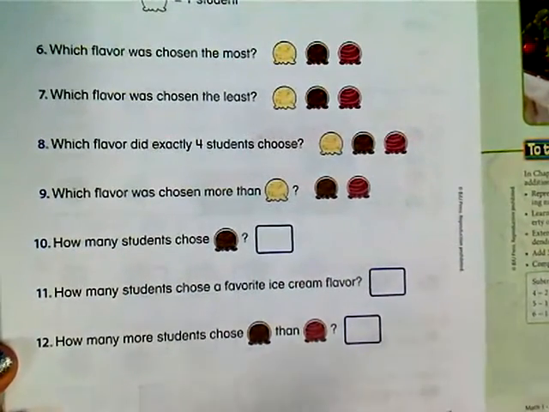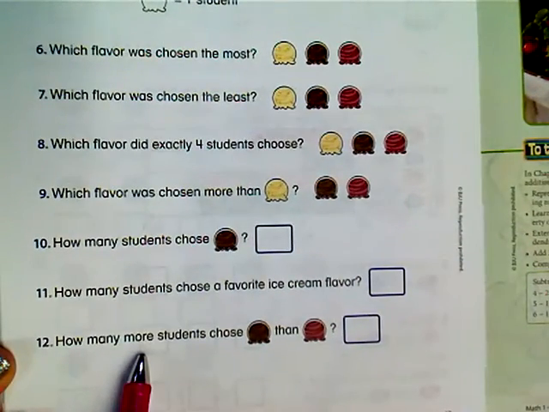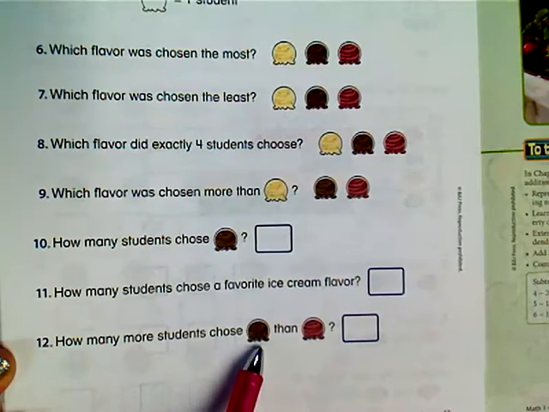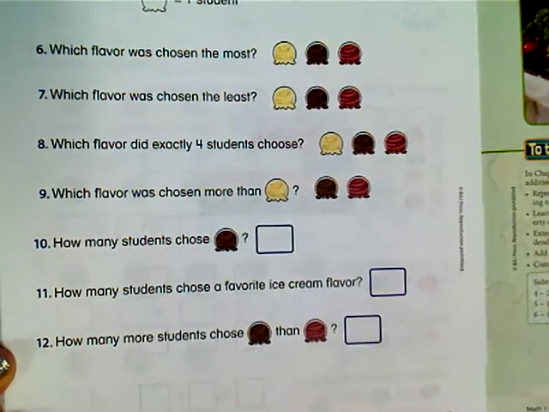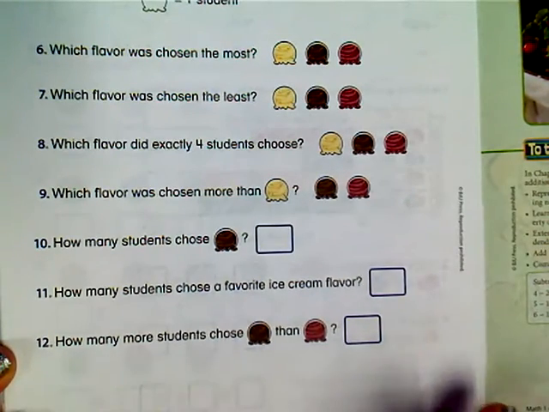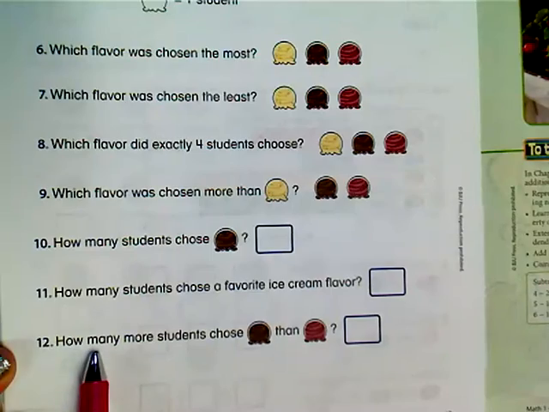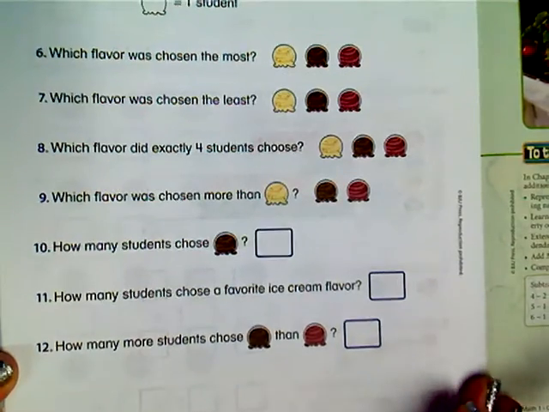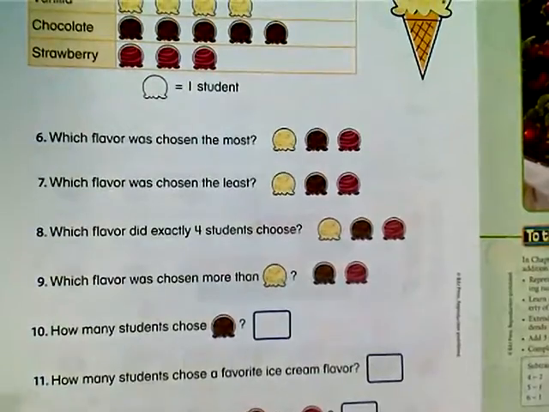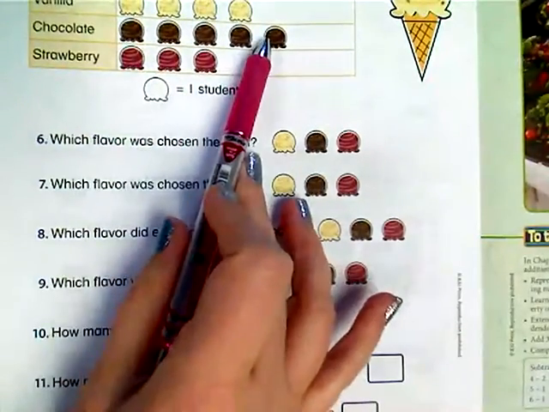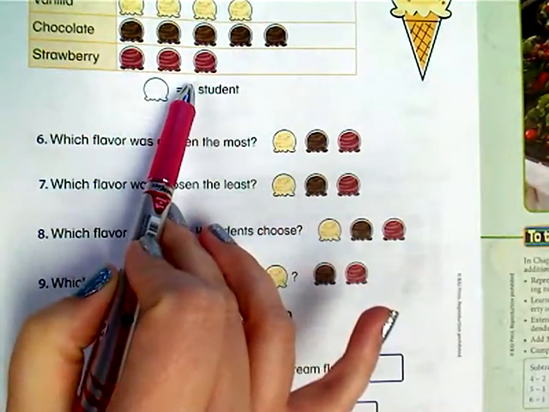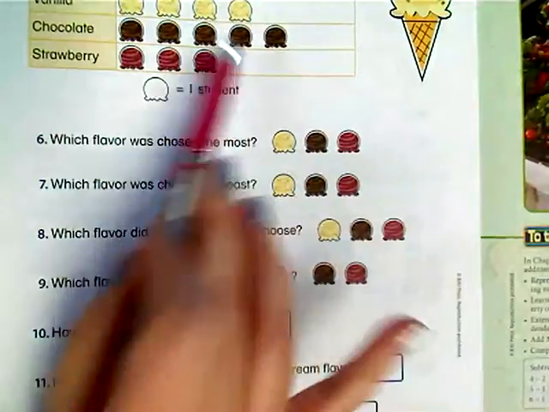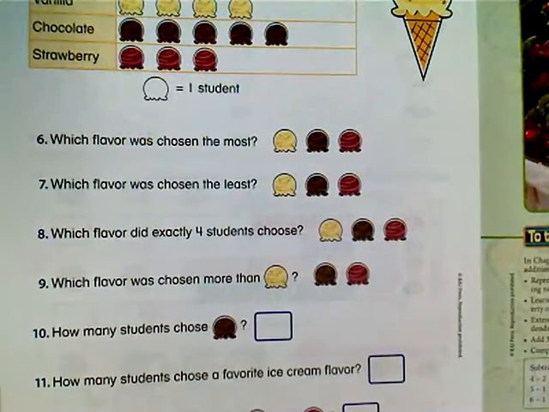And our very last question, how many more students chose chocolate than strawberry? So here we are comparing. We're looking at how many more. That tells us to compare. That tells us to subtract. So when we see here, we have chocolate, we have strawberry. We want to know how many more chose chocolate than strawberry.